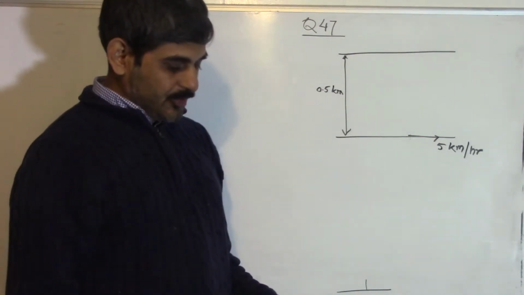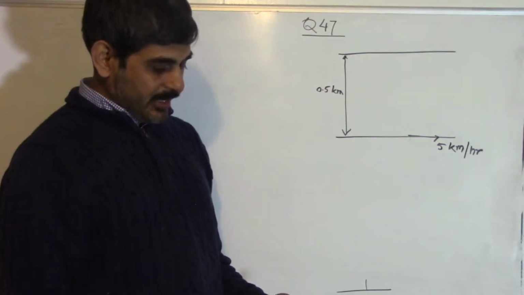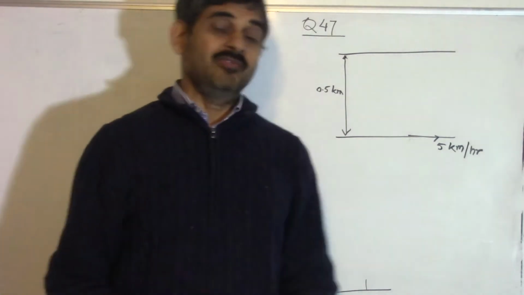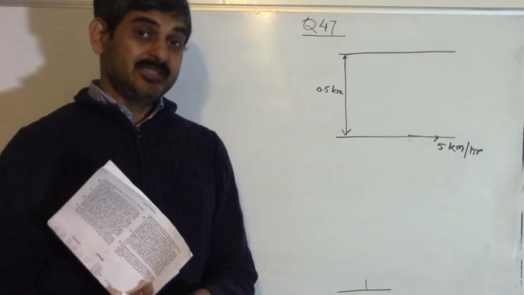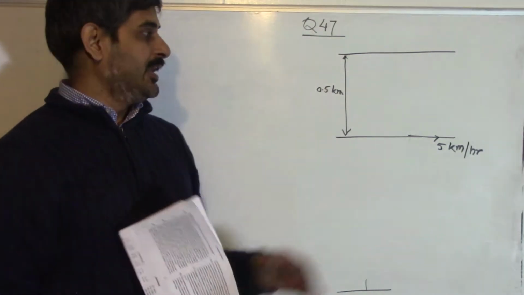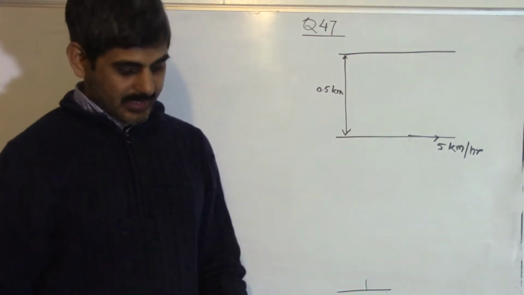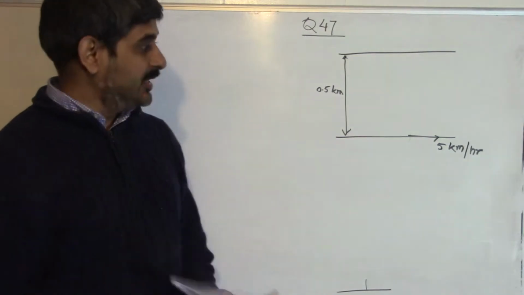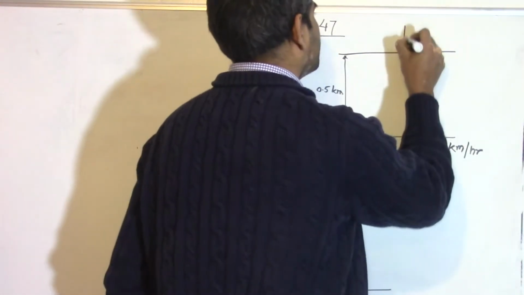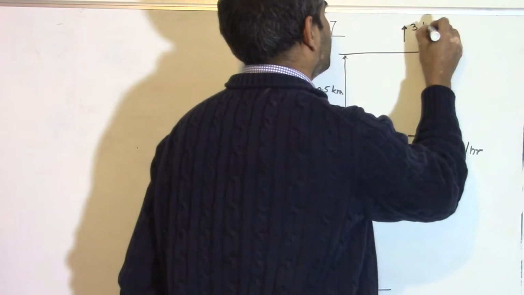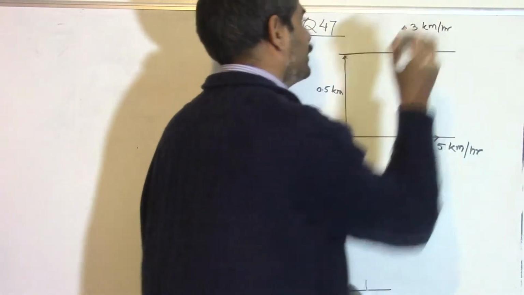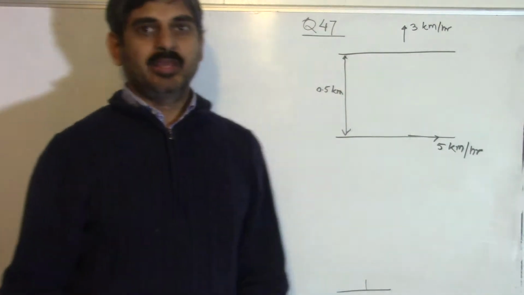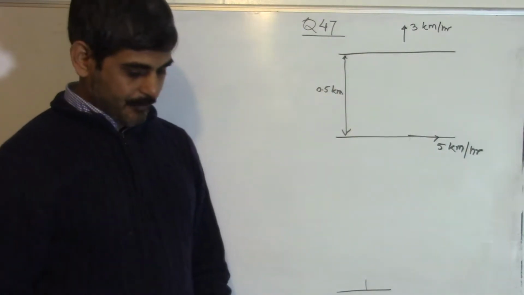His speed with respect to water is 3 kilometer per hour. Again, with respect to water. What does that mean? You can think of it that in still water, he would swim at this speed. His speed with respect to water is 3 kilometer per hour. I am putting it here, 3 kilometer per hour. This direction shows the speed at which he would be swimming in still water.